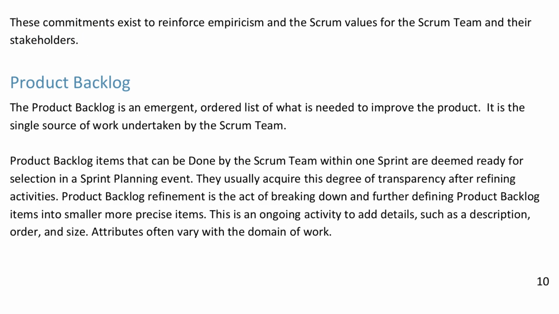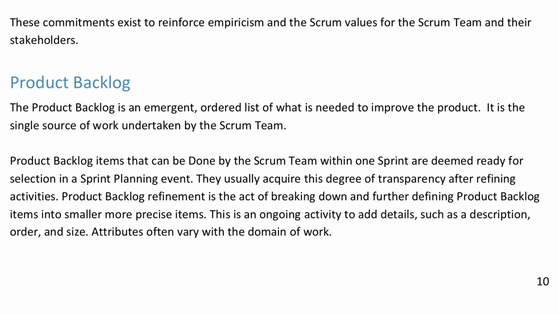Product Backlog. The product backlog is an emergent ordered list of what is needed to improve the product. It is the single source of work undertaken by the Scrum team. Product backlog items that can be done by the Scrum team within 1 sprint are deemed ready for selection in a sprint planning event. They usually acquire this degree of transparency after refining activities.